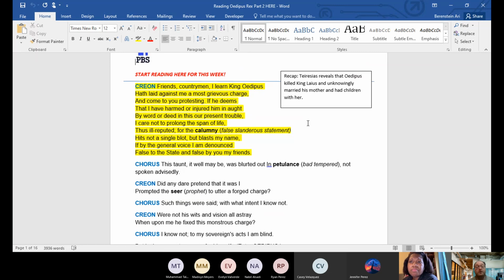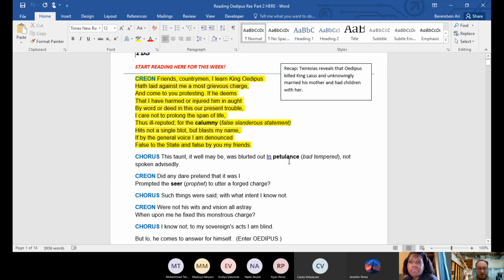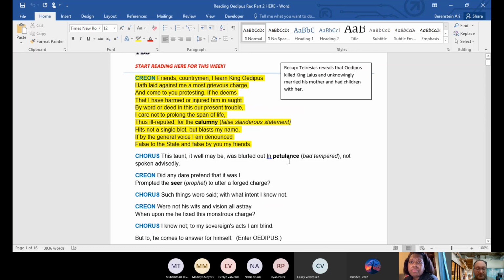And the chorus, I don't have it highlighted, but the chorus right underneath says, may well be was blurted out in petulance, bad temper, not spoken advisedly. So they're trying to say that maybe Oedipus was speaking in a bad-tempered way, that maybe he blamed him out of anger. So again, in the second part of the reading, we are starting to see some of the tragic characterizations, tragic flaws of Oedipus jump out, in terms of being accused of something.